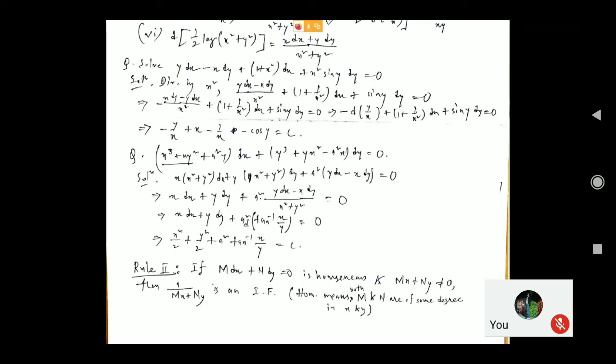Integrating factor means if the given equation is not exact, then we need to find an integrating factor. If this becomes an integrating factor, then if we multiply our given equation by this factor, it becomes exact, although the original given equation was not exact.